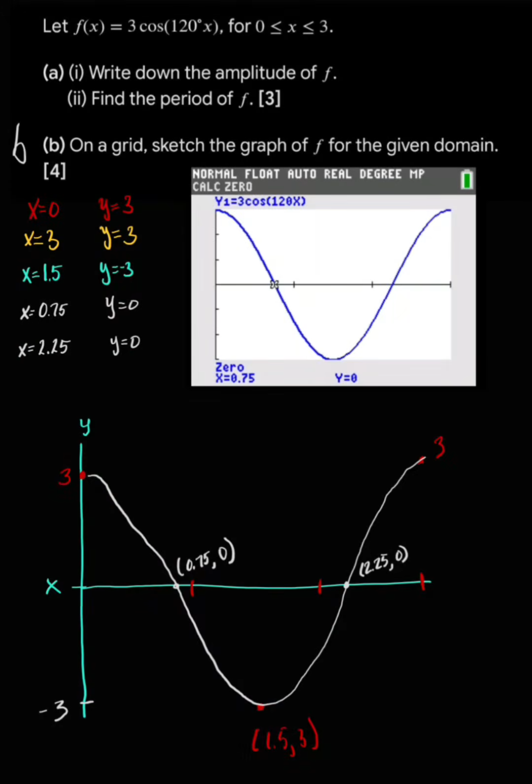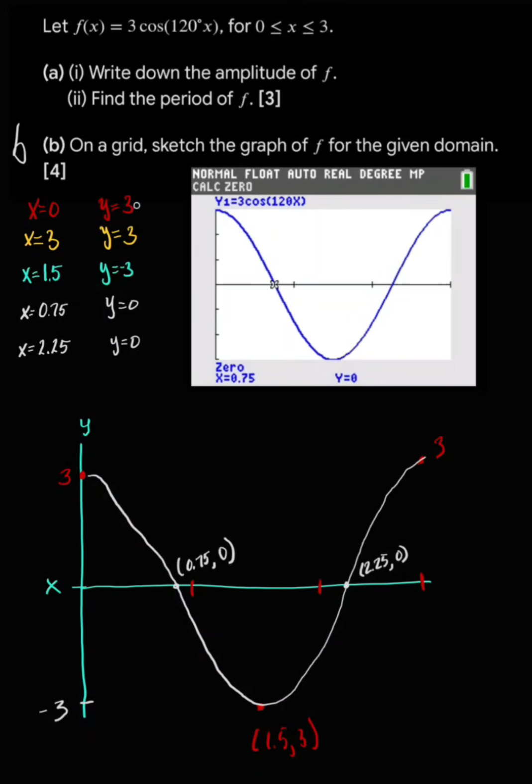Finally, for part B, we want to sketch the graph. I used the TI-84 calculator to sketch the graph. I know that the x value is going to be between 0 and 3. We know that the maximum is going to be 3, and the minimum is going to be negative 3. So I used different values.